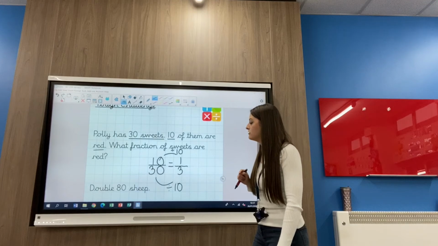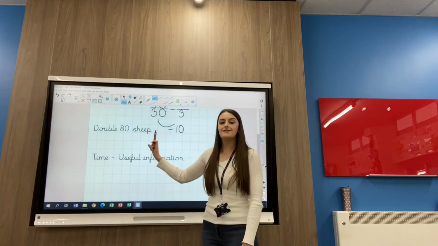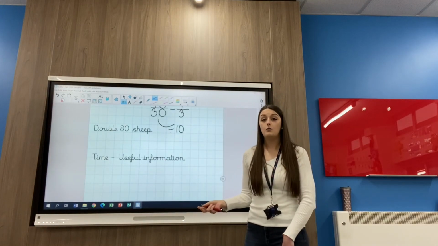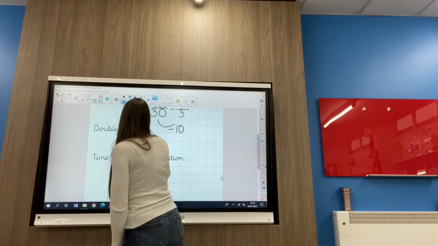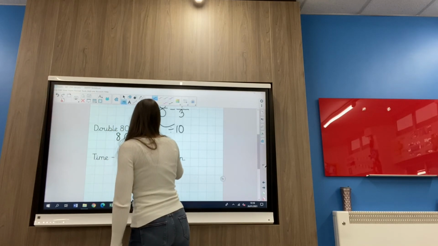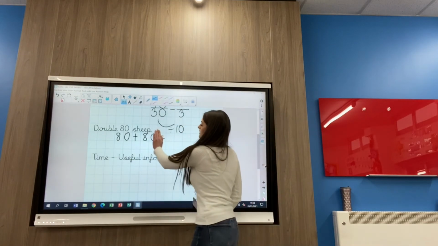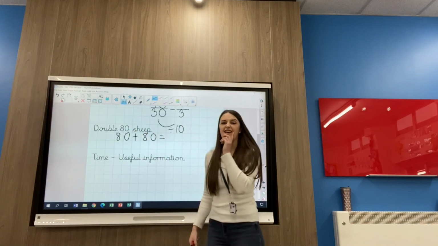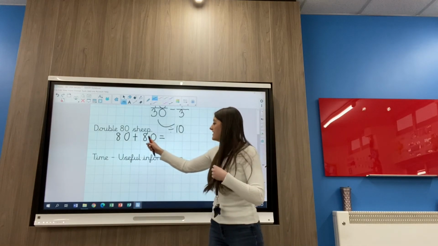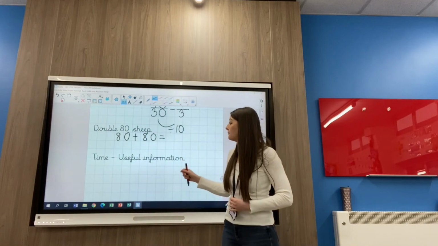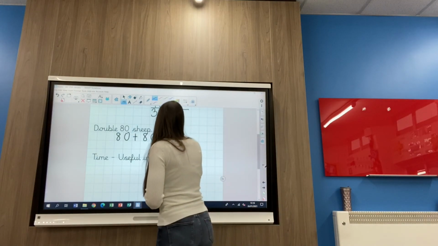Right, moving on then to the last couple of questions on your tough challenge section. Double 80 sheep. Now we know when we double a number, we're just going to add it to itself. So the question's just asking you to do 80 add 80. Now some of you might have a go at putting this in column method, but I know if I cover over those zeros, 8 add 8 is 16. So 10 times bigger than 8 is 80. So I know that the answer is 160.